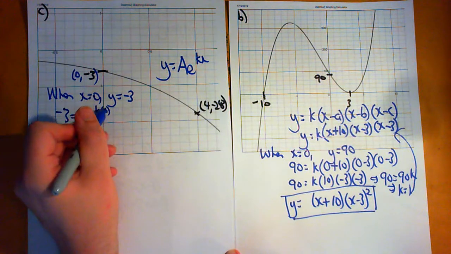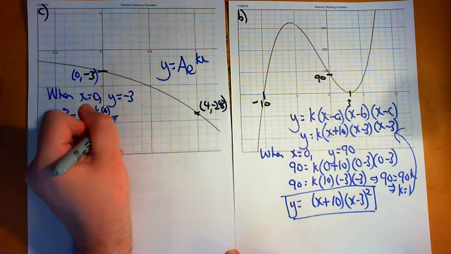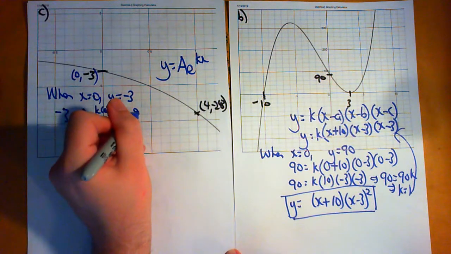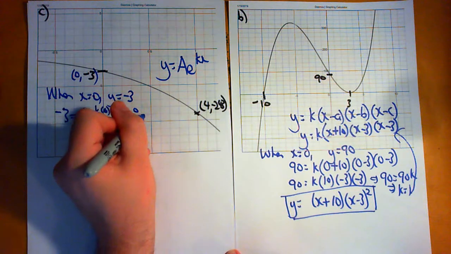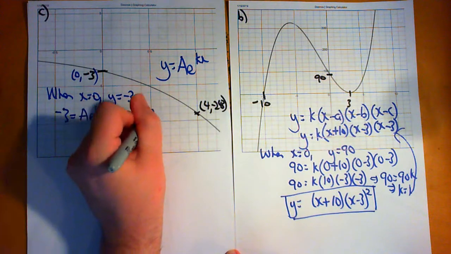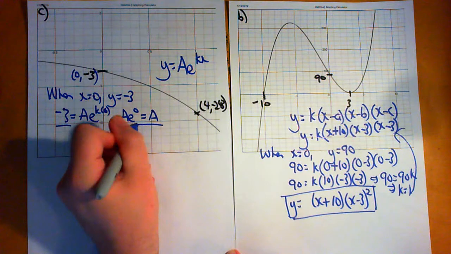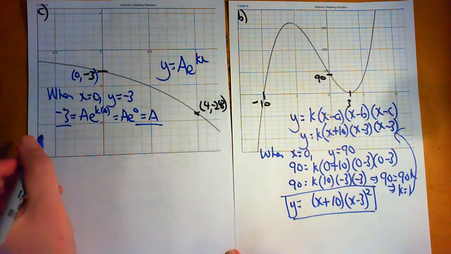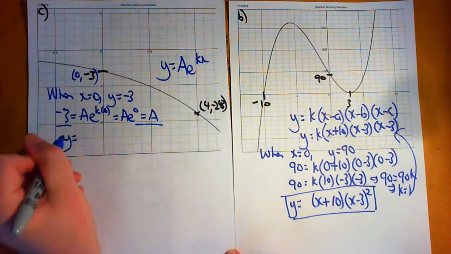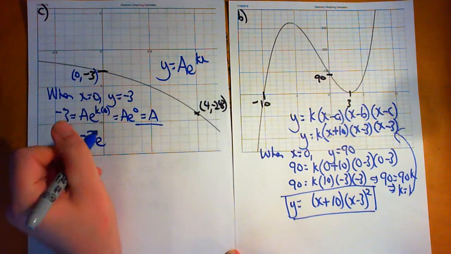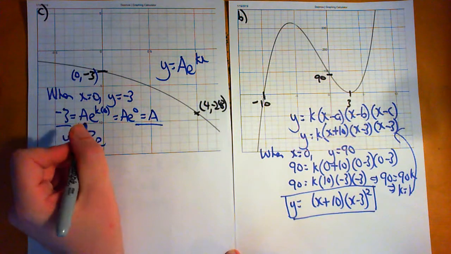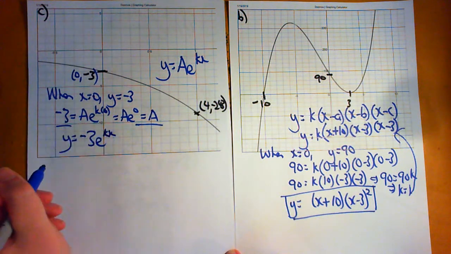K times 0 is 0, so this is going to be a times e to the 0. But e to the 0 is 1, so that's a times 1, which is a. So we've got negative 3 equals a. Let's substitute that into y equals a e to the kx, and we already know a. So y equals negative 3 e to the kx.